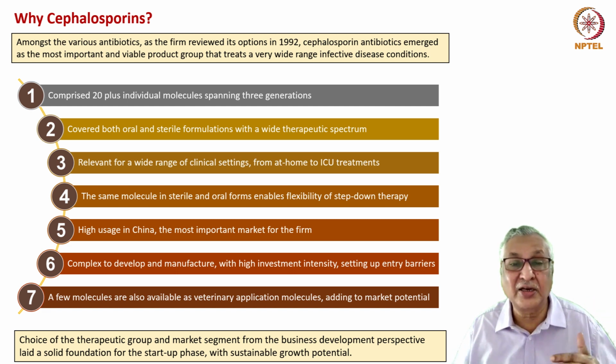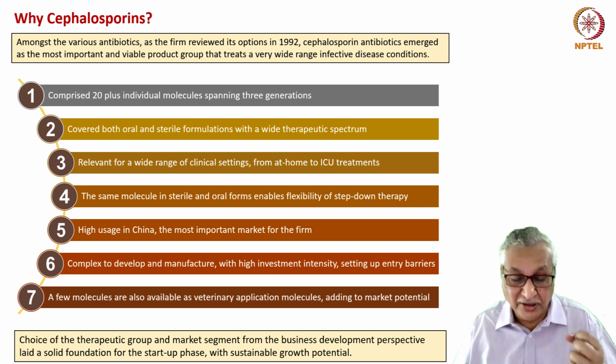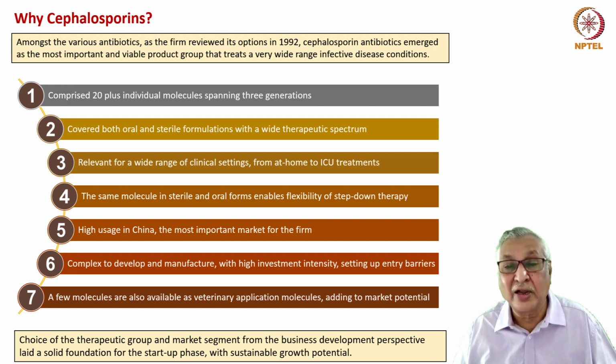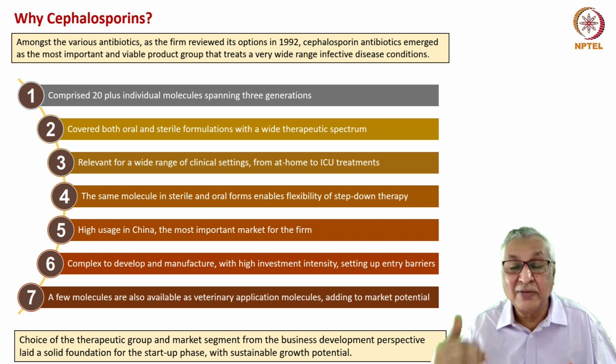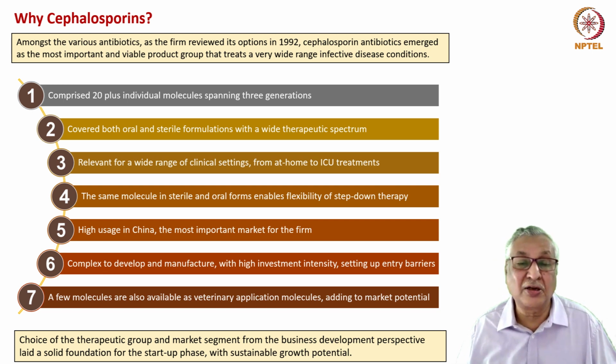So if you have, let's say, a product called cefuroxime, which is available in injectable form and is given in intensive care therapy, and then you come home and you have the same molecule as a tablet, then you are having the same therapeutic impact with step down. You can also mix and match. You can have a sterile injectable such as cefepime, and you can also have an oral product called cefadroxil or cephalexin. So the same molecule in sterile and oral forms enables flexibility of step down therapy.